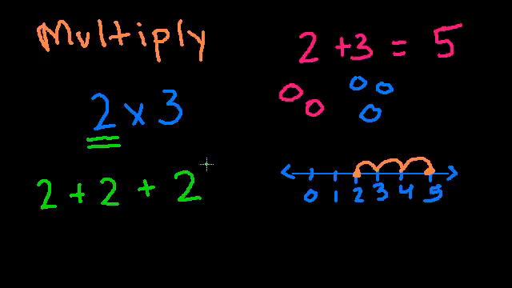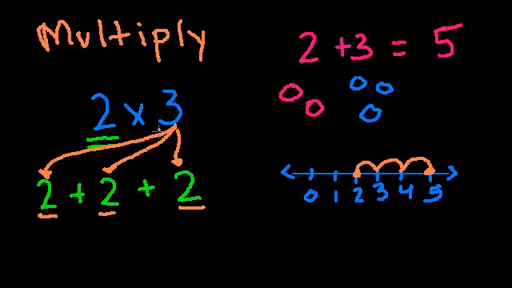Now, where did the 3 go? Well, how many 2's do we have here? Let's see, this is a 1, 2. I have 2 2's. I have 3 2's. I'm counting the numbers here the same way that I counted blueberries up here. I had 1, 2, 3 blueberries. I have 1, 2, 3 2's. So this 3 tells me how many 2's I'm going to have. So what's 2 times 3? Well, I took 2 and I added it to itself 3 times. So 2 plus 2 is 4. 4 plus 2 is equal to 6.